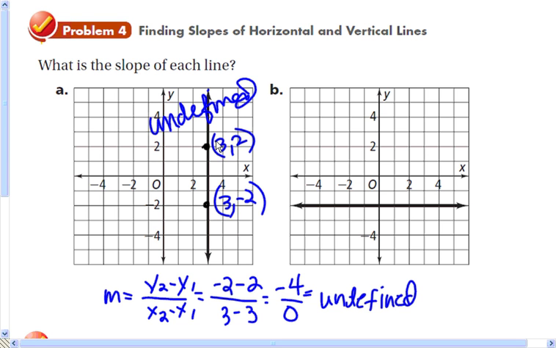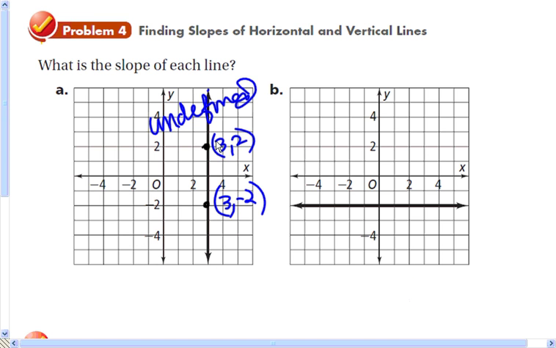If you think about that, you need a rise and a run to make a slope, and we only have rise here, we have no run. So it's pretty hard to come up with a slope in that case. So we say it's undefined.